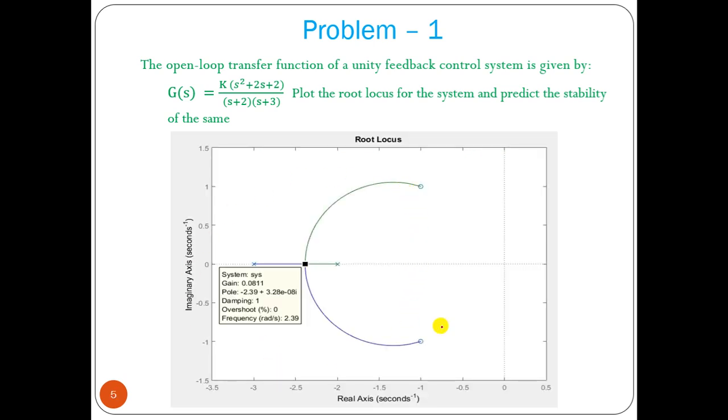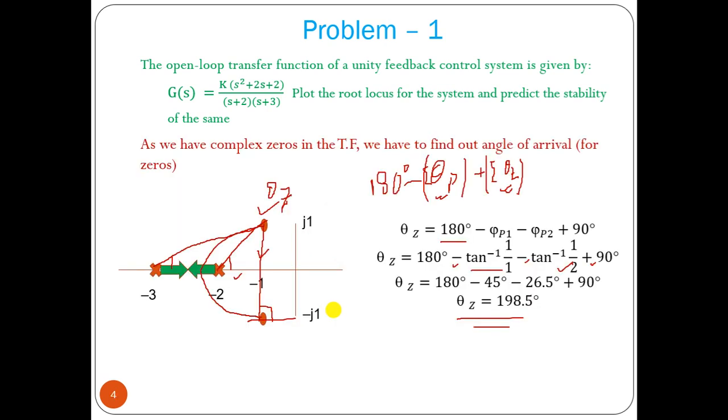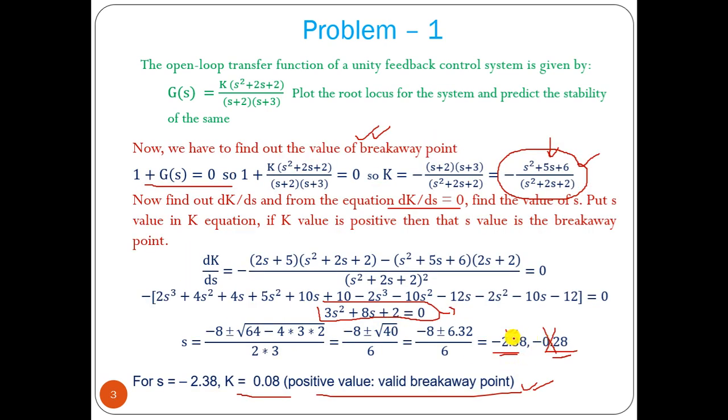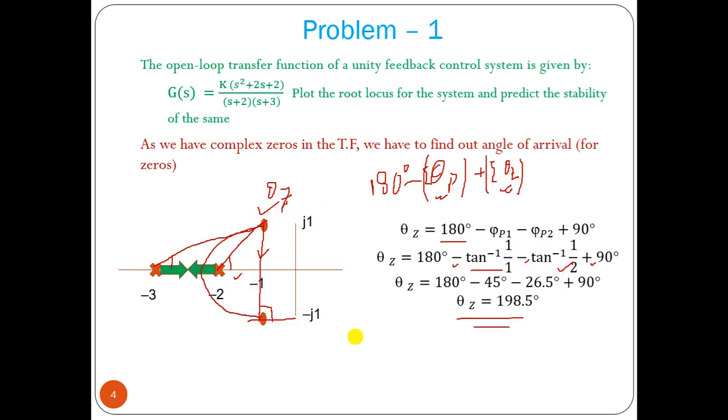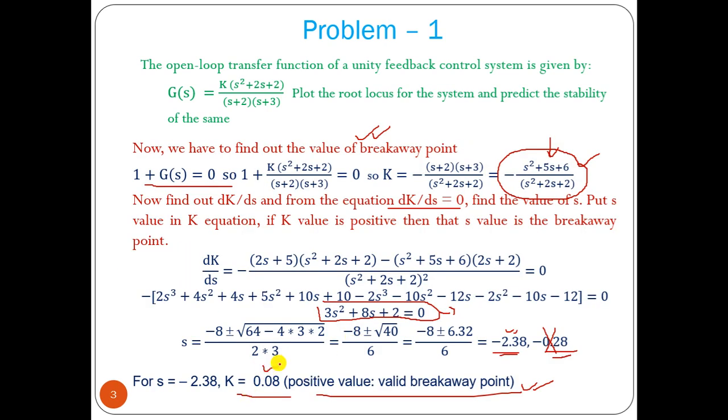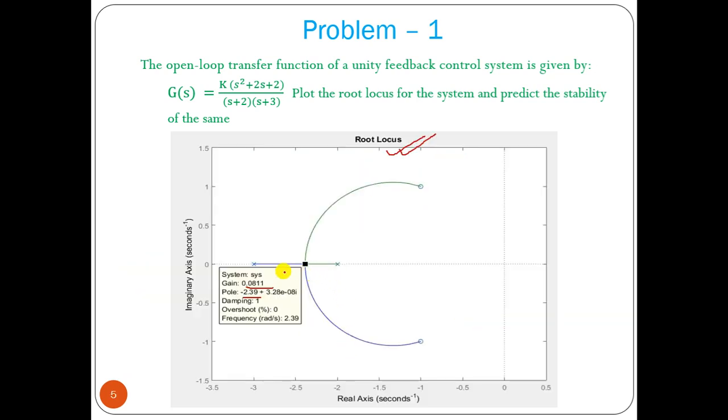That plot we can observe in this diagram that I have taken from MATLAB. Now here we can see this is the breakaway point, minus 2.39, that we can find out, minus 2.38. And the gain is 0.08, and we can see here also the gain is 0.08, right? So this is the plot. This pole breaks away and merges with this zero, this pole breaks away and merges with this zero.